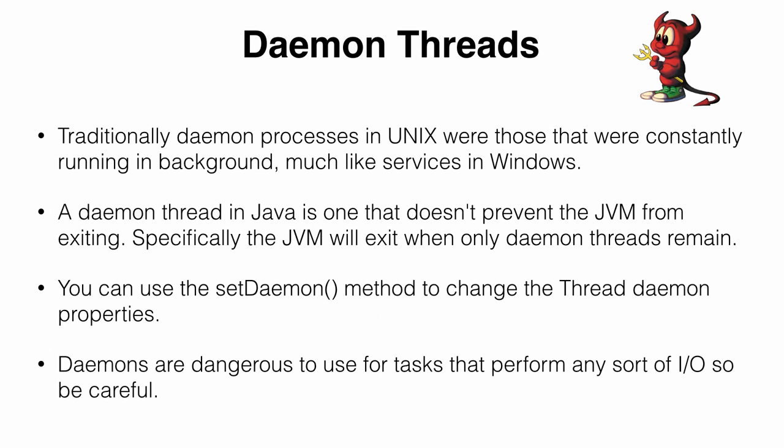Traditionally, daemon processes in Unix were those that were constantly running in the background, much like services in Windows, where they're just running in the background and you can't really see them, but they are running. A daemon thread in Java is one that doesn't prevent the JVM, the Java virtual machine, from exiting. Specifically, the JVM will exit when only daemon threads remain. So basically, if we're doing some input and output, we don't want to exit our Java application. We want to finish everything, and just leave the daemon threads running in the background. And that means we can quit the application.